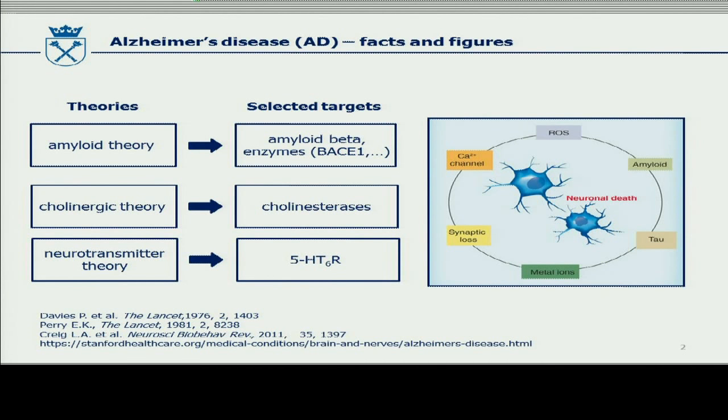The cholinergic theory is the oldest one, and it was developed based on the observation that the neurodegeneration occurs mainly in cholinergic neurons, in the brain areas involved in memory and cognition. And the traditional therapeutic approach is blocking cholinesterases, so enzymes which are responsible for hydrolyzing acetylcholine, which is a neurotransmitter in cholinergic neurons. And the neurotransmitter theory is very general. It states that there is an impairment in many neurotransmitter systems in the brain, and one of the possible targets is the 5-HT6 receptor, so the serotoninergic type 6 receptor.